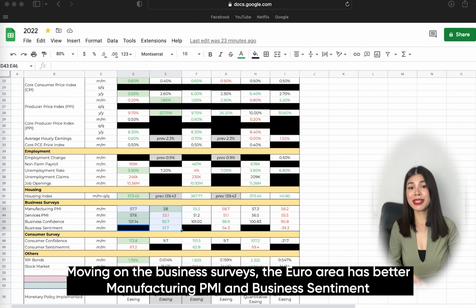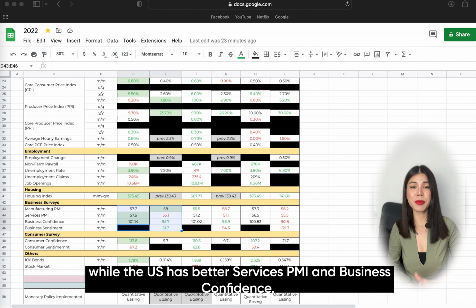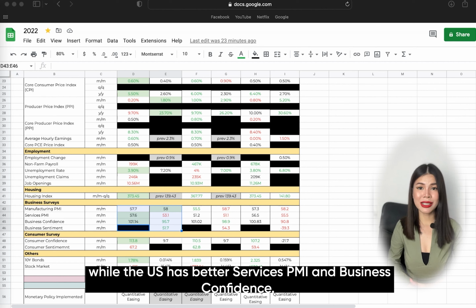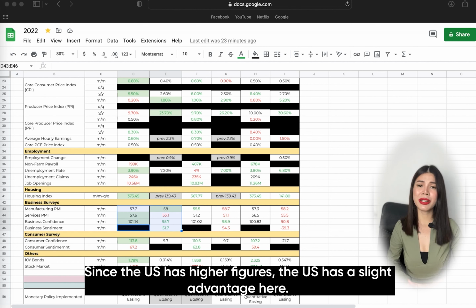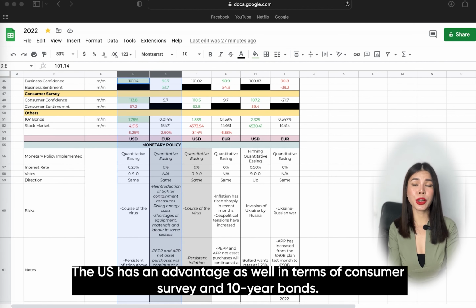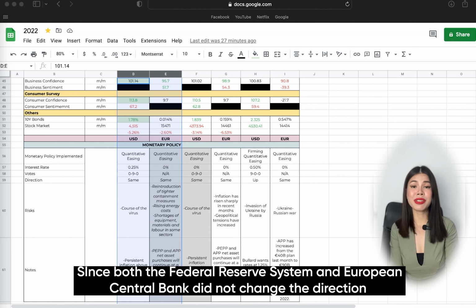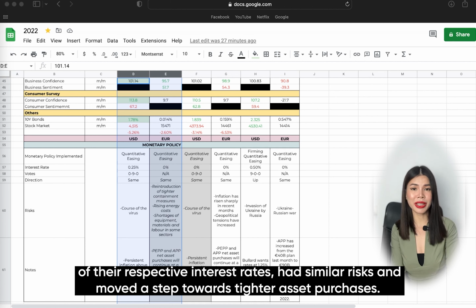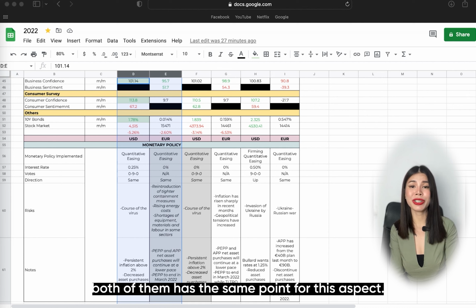Moving on to business surveys, the euro area has better manufacturing PMI and business sentiment, while the US has better services PMI and business confidence. Since the US has higher figures, the US has a slight advantage here. The US has an advantage as well in terms of consumer survey and 10-year bonds. Since both the Federal Reserve System and the European Central Bank did not change the direction of their respective interest rates, had similar risk, and moved a step towards tighter asset purchases, both of them get the same point for this aspect.